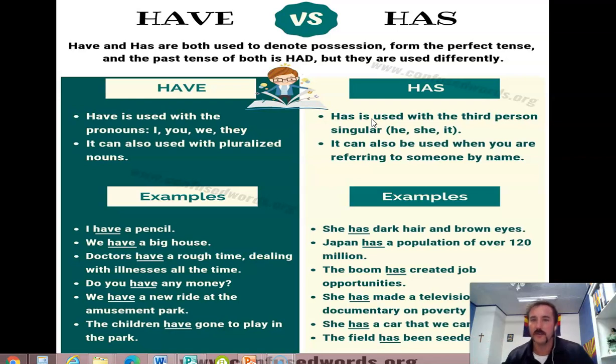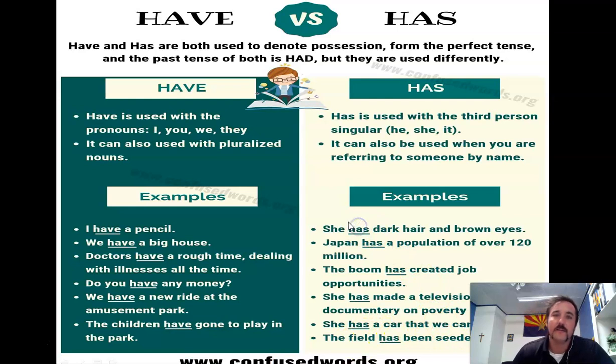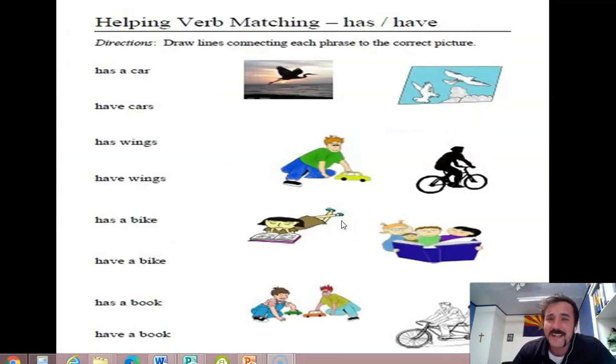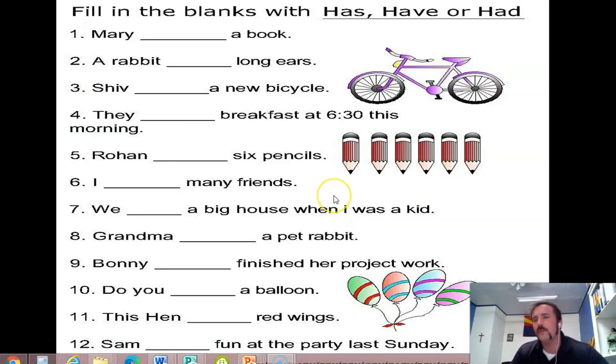It has its own house. She has a new car, right? And things like that. Or again, with singular nouns, the field has been seeded, so on and so forth. What I'm hoping might work best today, my fine folks, is just going through them. Okay, going through some examples to help you with your assignment today.